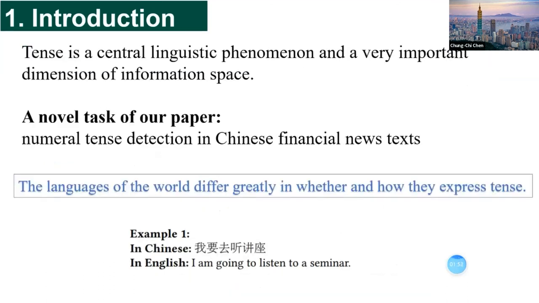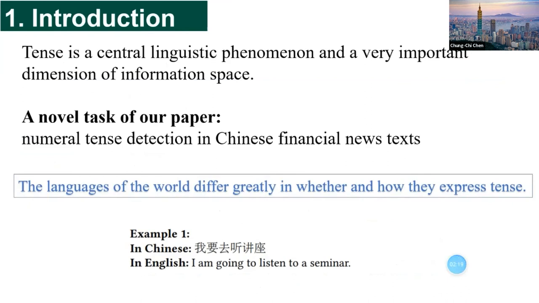Tense is a central linguistic phenomenon and a very important dimension of information space. However, previous studies have not paid attention to the numeral tense information in financial news. Therefore, we propose a novel task called numeral tense detection in Chinese financial news.